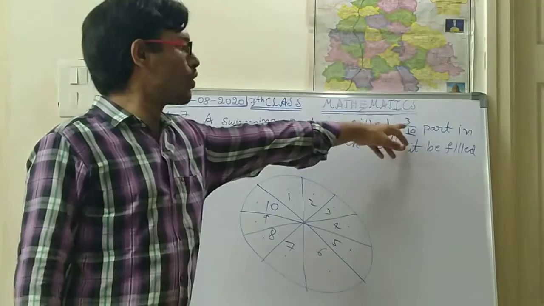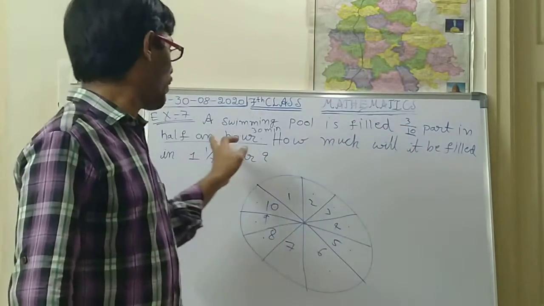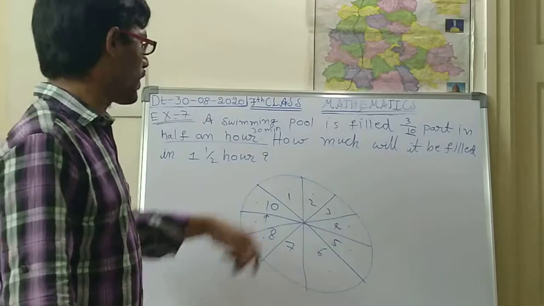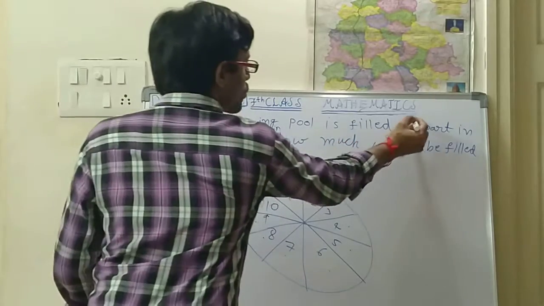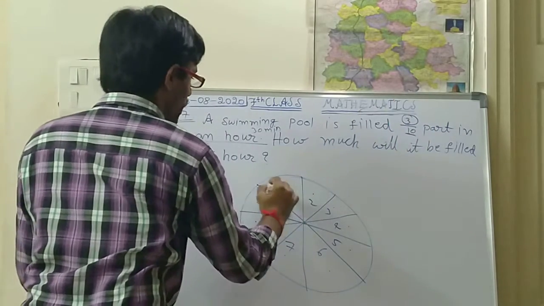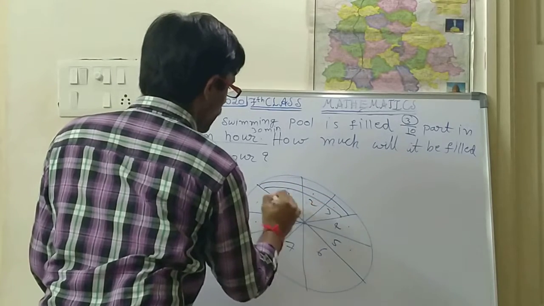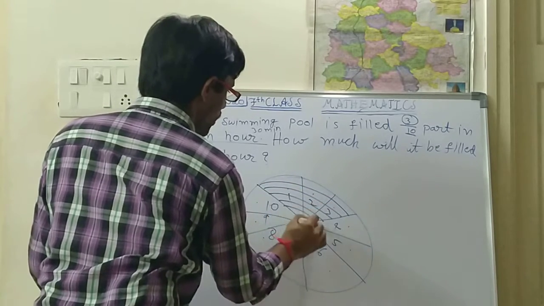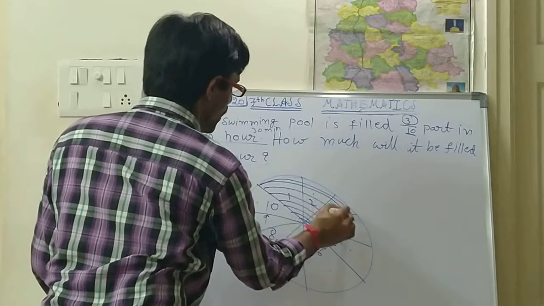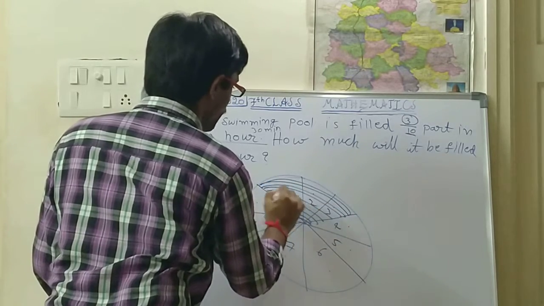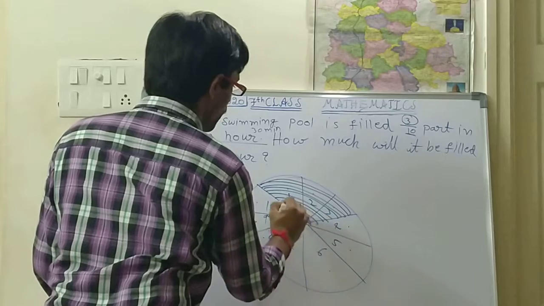So a swimming pool is filled 3/10 part in half an hour. So in the 30 minutes, how many parts should I shade? 3 parts. So that means 3 parts I am shading. Okay. So in these 3 parts water is filled, it seems.